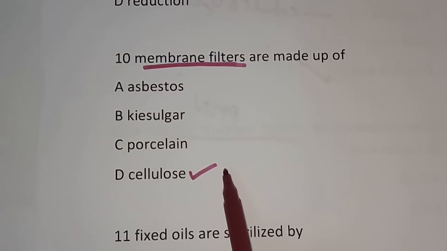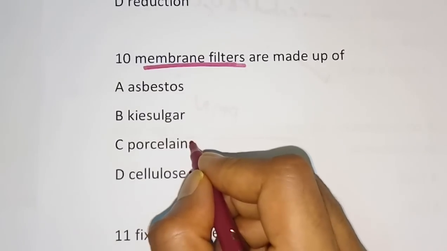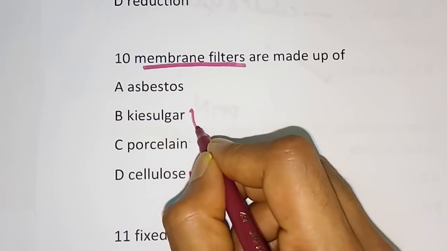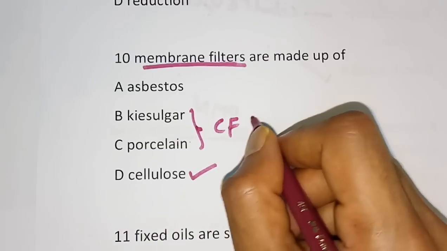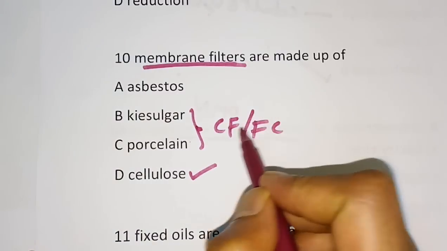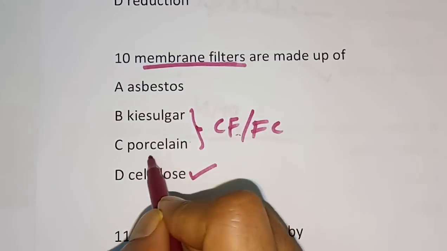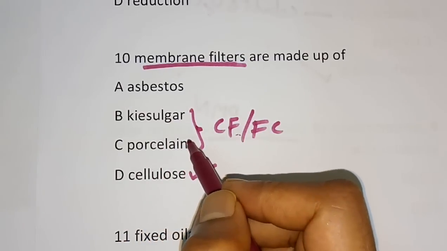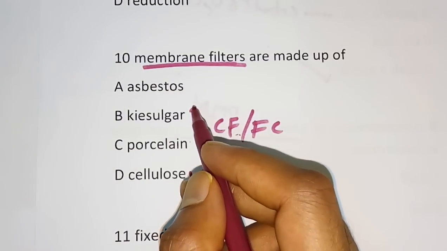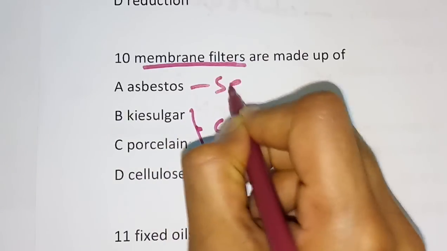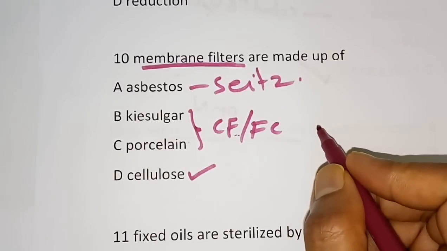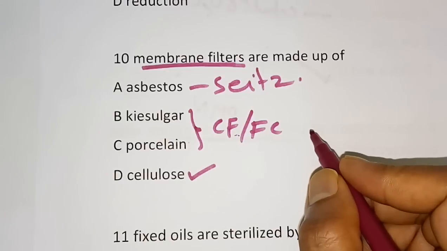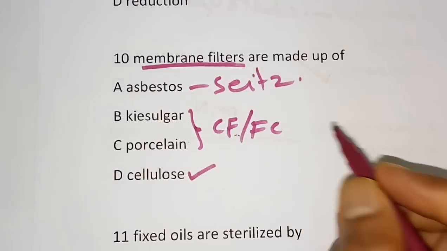Then in the case of porcelain or kieselguhr, that is the ceramic filter, or candle filter, also known as filter candles or ceramic filters. It's made up of kieselguhr or porcelain. The Seitz filter is made up of asbestos. And the sintered glass filter is made up of borosilicate glass. Then sintered metal is made up of stainless steel. Hope you understood all things.